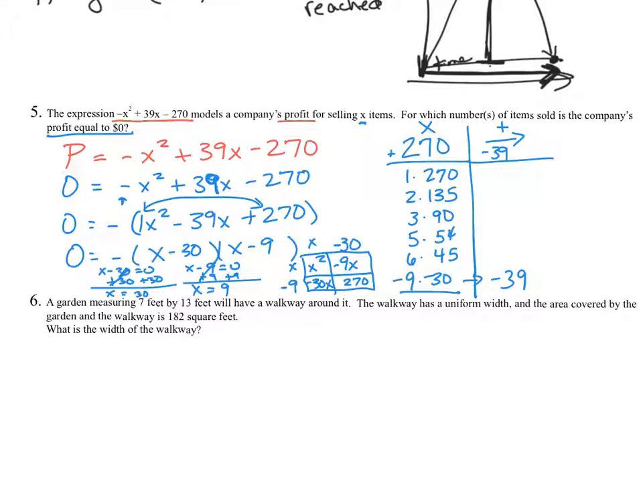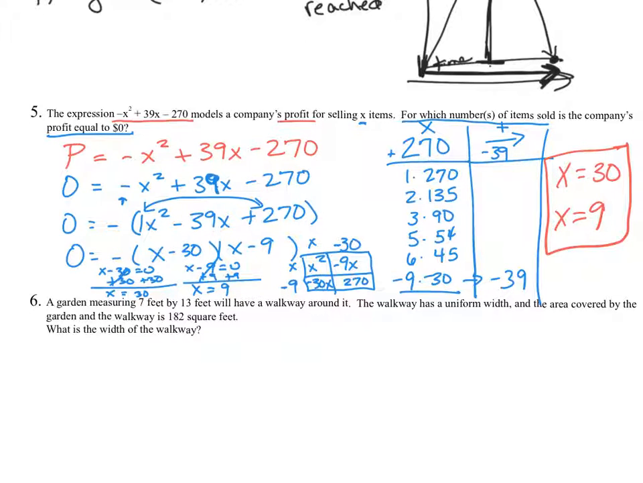Okay, so what does that mean? Well, it's only asking you for which number of items sold. Well, there's 2, and that's okay. You can have 2 numbers of items sold that they can hit 0. Okay, so your answer for this one would be both of them. We would say x equals 30 and x equals 9 items sold.